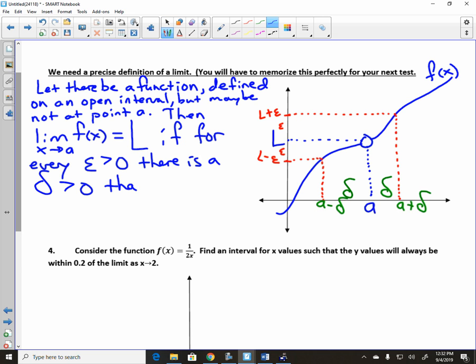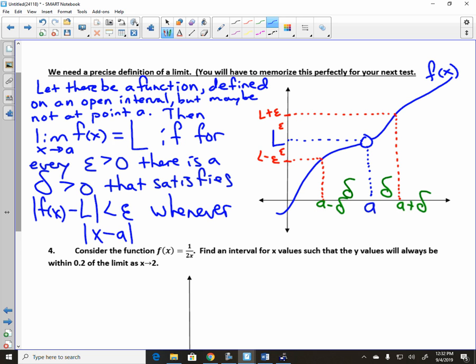That satisfies absolute value of f of x minus the limit is less than epsilon whenever absolute value of x minus a is less than delta. Done.